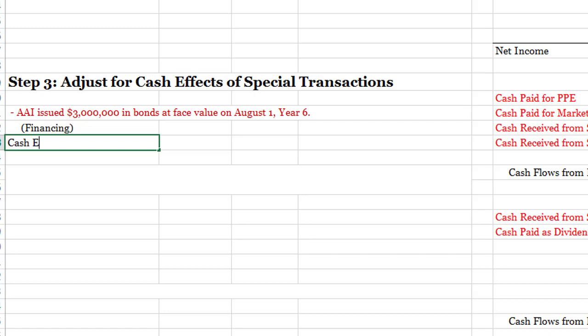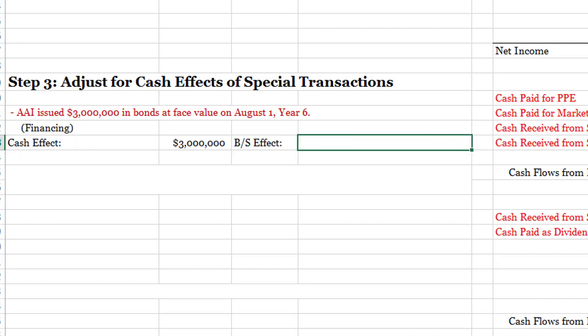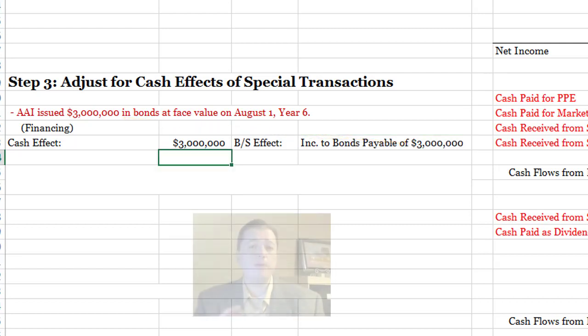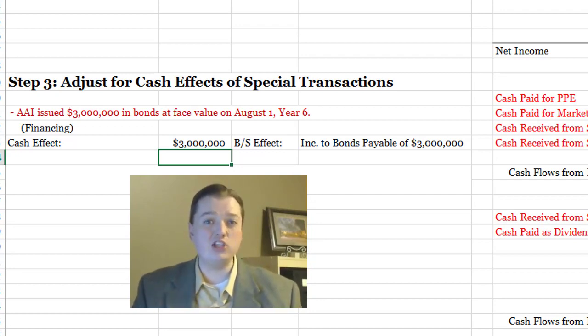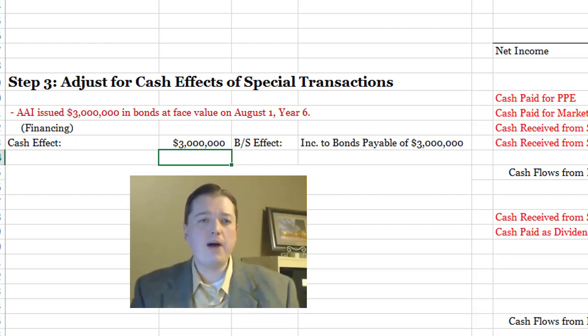The cash effect then, if I issued it at face value, then 3 million of cash came in, and that's also my balance sheet effect. I had an increase in bonds payable of 3 million. Now, we might stop here and say, wait a minute, is this a convertible bond or a regular bond? This company has both kinds. Which kind is this? Well, we would have to go back and look at the contract of these bonds.